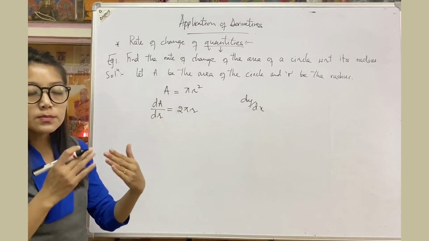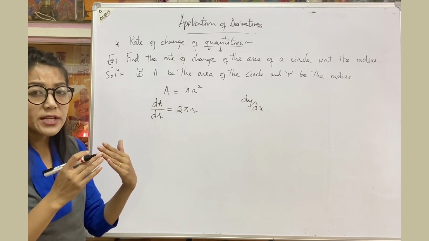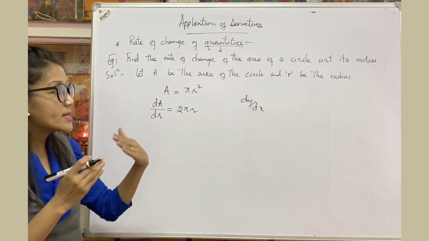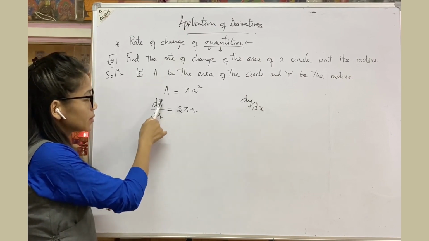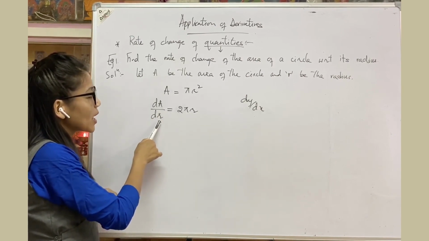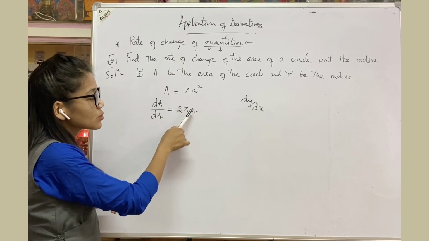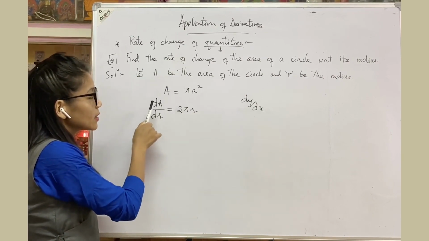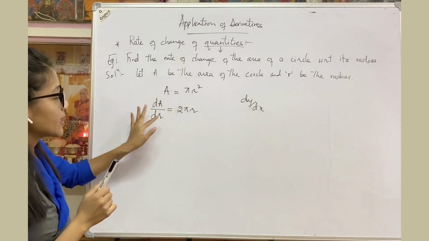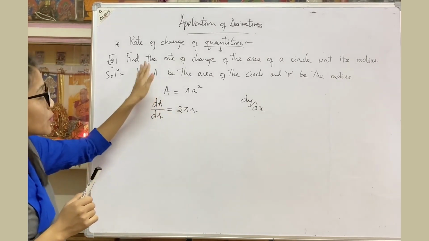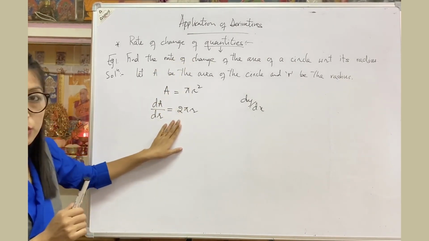So if you increase the radius by 1 centimeter, then the rate of change of area with respect to r is, you have to put r equal to 1, so that is 2 pi. Like that. So this is the rate of change of area with respect to r, that is 2 pi r. If your question is only this much, then this is your solution.